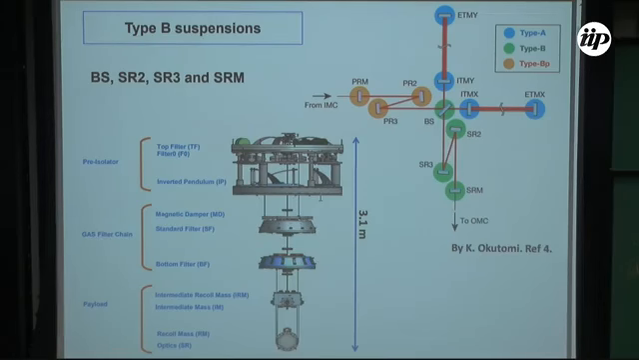And apart from that, we have the magnetic damper that I will also talk about later. This is to damp the first mode, the low frequency one. And we have the payload, which is the intermediate recoil mass, the intermediate mass, and then the optics surrounded by its recoil mass.